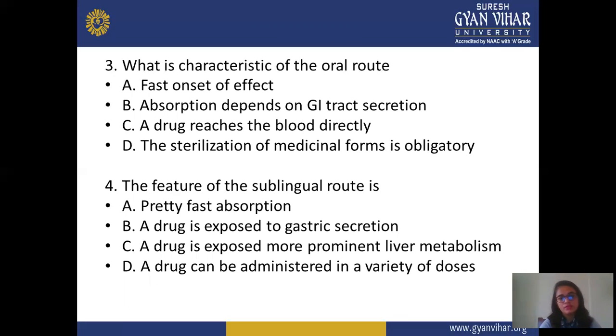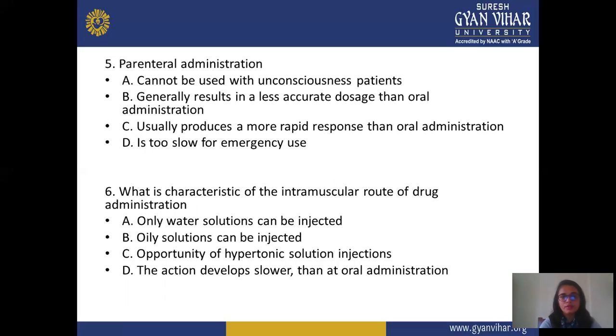In the fourth question, the features of the sublingual route are: A, pretty fast absorption; B, the drug is exposed to gastric secretion; C, the drug is exposed to more permanent liver metabolism; D, the drug can be administered in a variety of dosage forms. Fifth, parenteral administration cannot be used with an unconscious patient: A; B, generally results in less accurate dosage than oral administration; C, usually produces more rapid response than oral administration; D, too slow for emergency use.